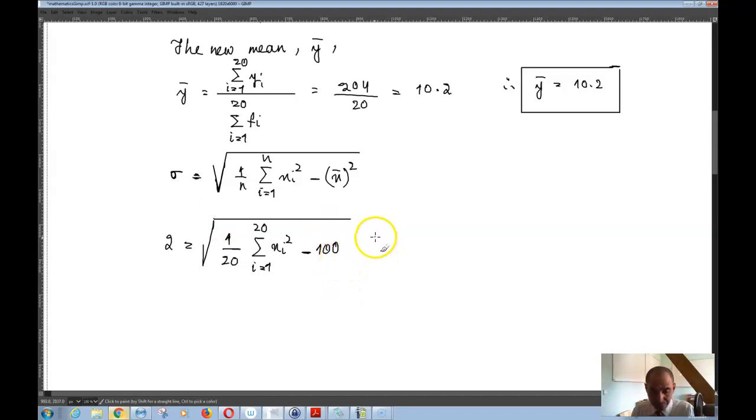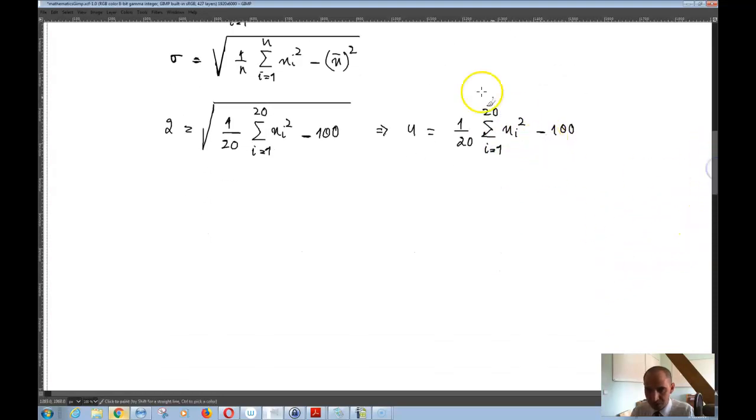Which means that if I raise both sides of this equation to the second power, I'll get 4 is equal to 1 over 20 times the sum of x of i squared as i goes from 1 to 20, minus 100. And then if I take this 100 to the other side of the equation, I will get 1 over 20 times the sum of x of i squared as i goes from 1 to 20 is equal to 100 plus 4, which is 104.